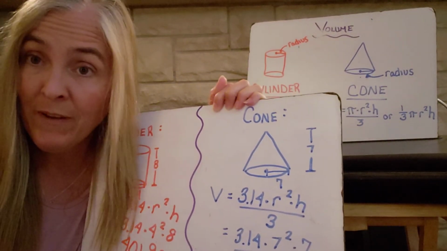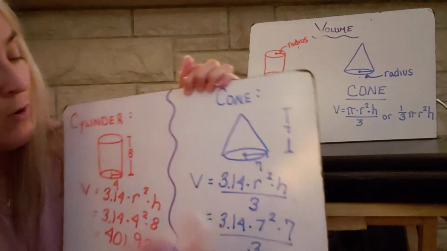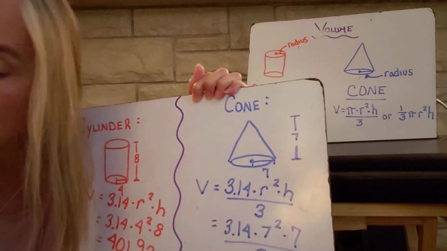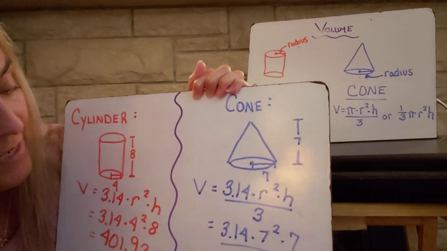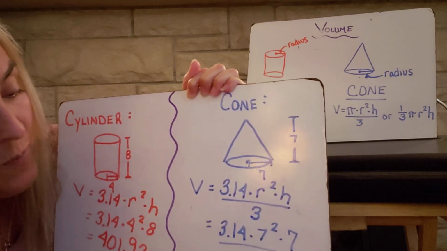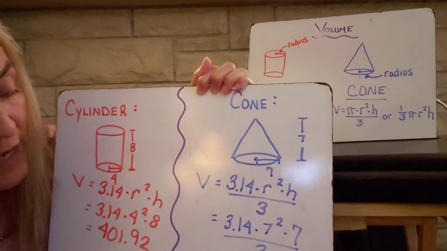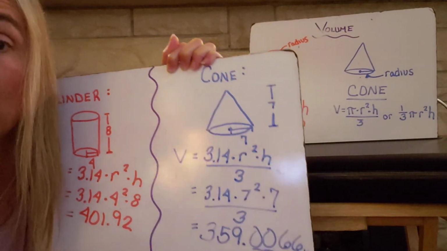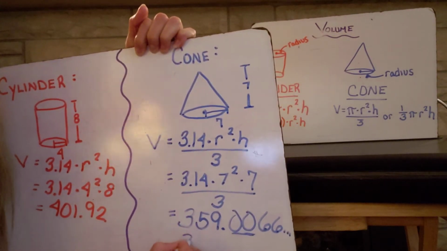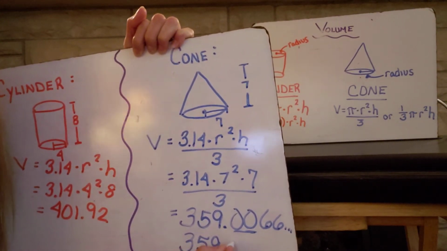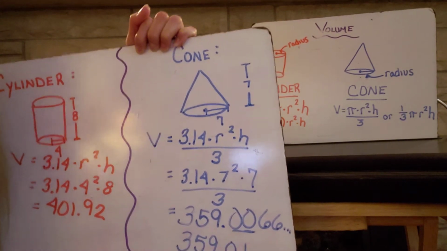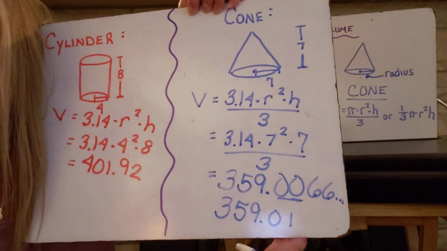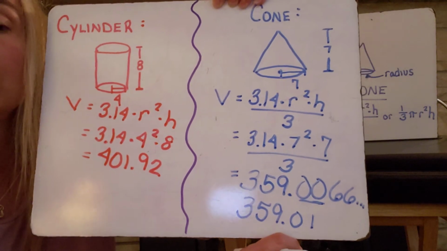But remember, we found out we go to 2 decimal spots, so it's going to be 359 point, and this one's interesting because it says 00 and then 6 repeats. Well, if you're going to 2 decimal spots, you cannot type in 359.00 and expect that to be correct. What you need to type in is 359.01, because this 6, remember, 5 and above, bumps this 0 to a 1. So that would be the final answer.